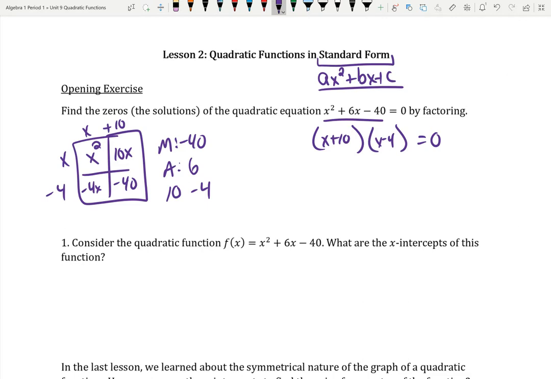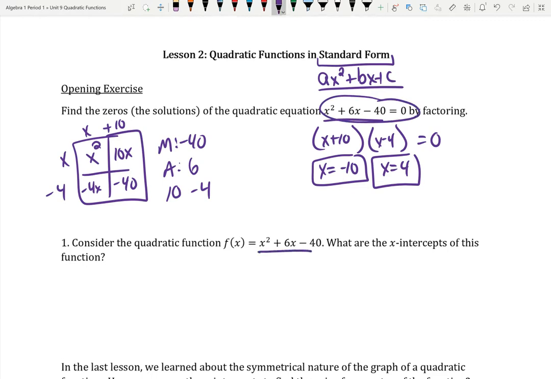Those are my factors. So I took standard form and turned it into factored form, which gives me solutions of x equals negative 10 and x equals 4. Those are my solutions to that quadratic equation. That's what we focused on all last unit, was how do I solve that equation. So now we're going to look at what that means about the graph.